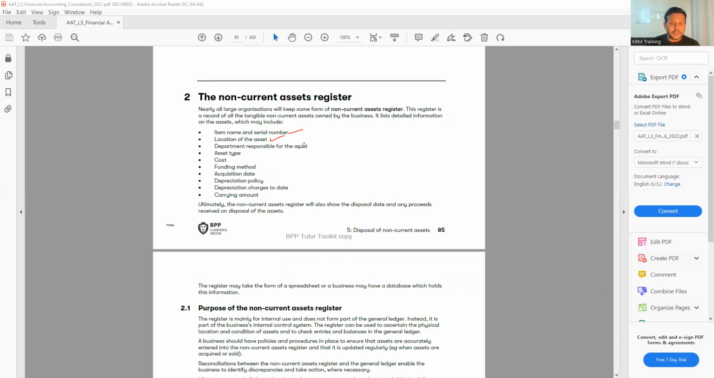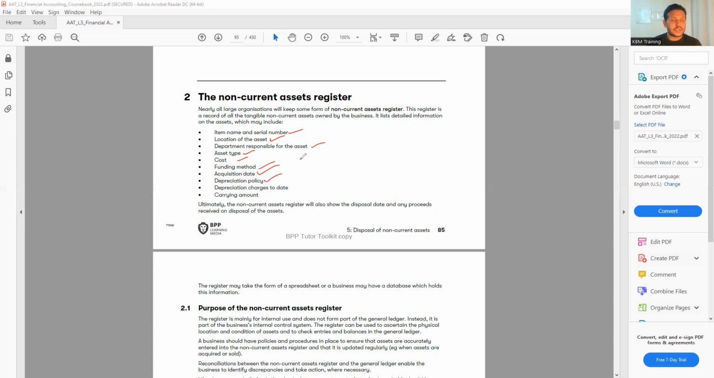The department responsible for the asset: which department is responsible for the asset, so under which department. For example, if you give the computer to the finance department or ICT department, you have to know which department is responsible. Asset type: what type of asset it is. Cost: how much is the cost. Funding method: how did you buy it? For example, you paid by cash or lease or loan. Acquisition date: when did you buy it, the date of purchase.